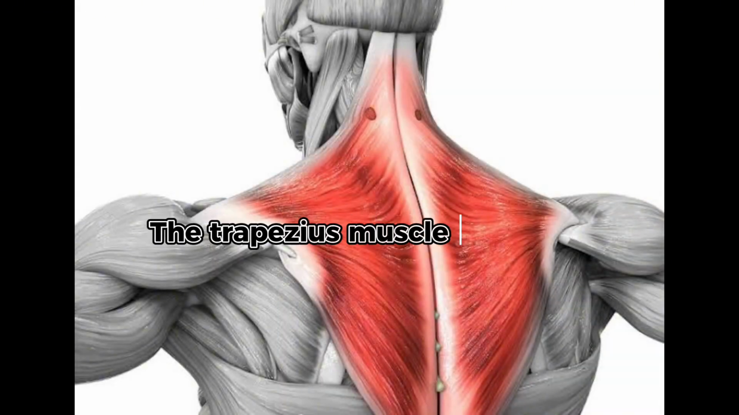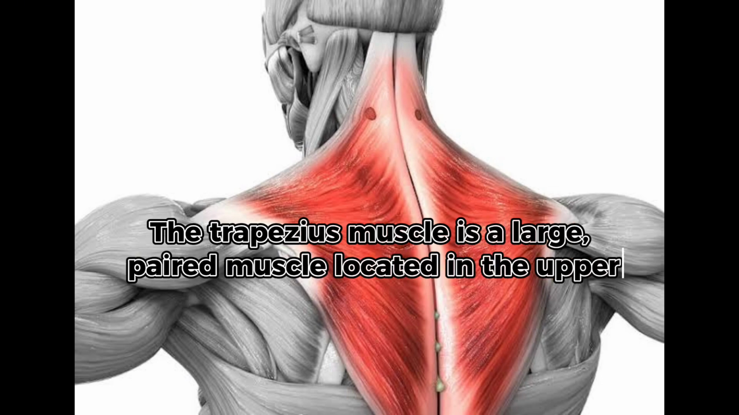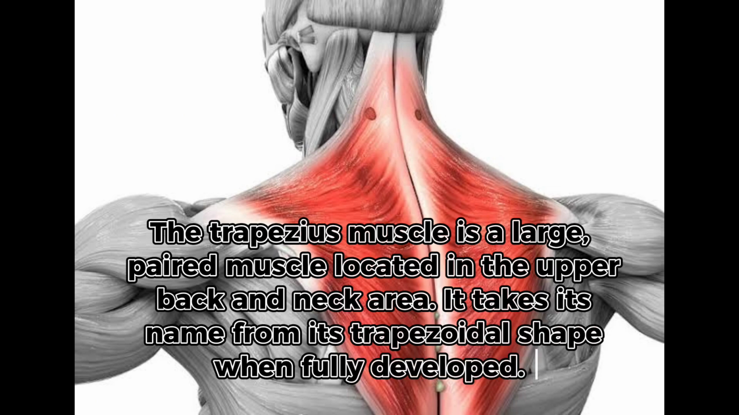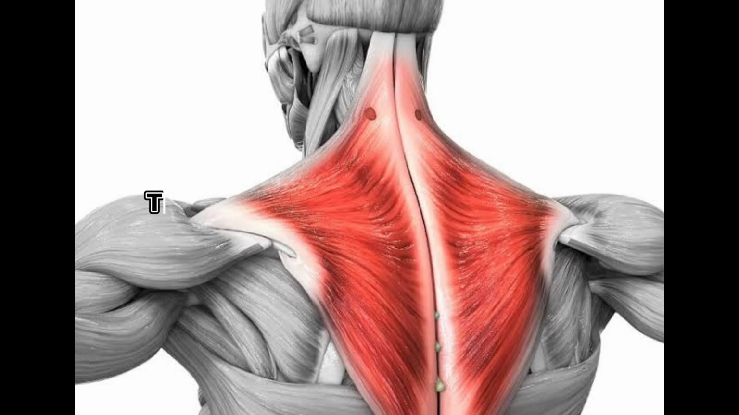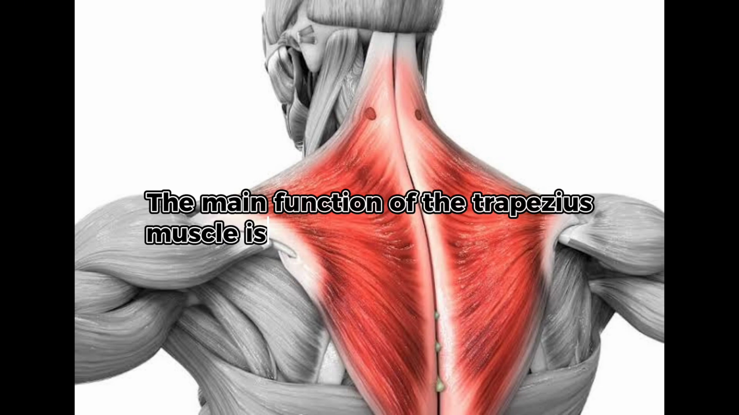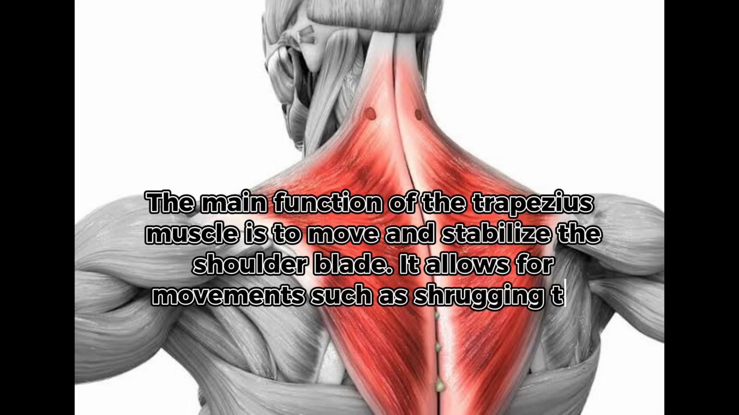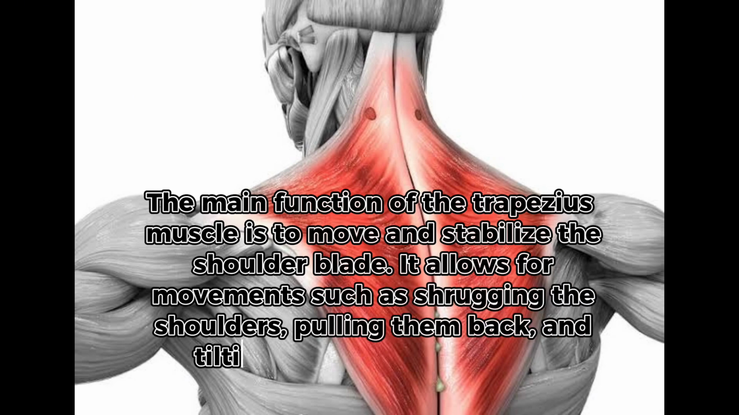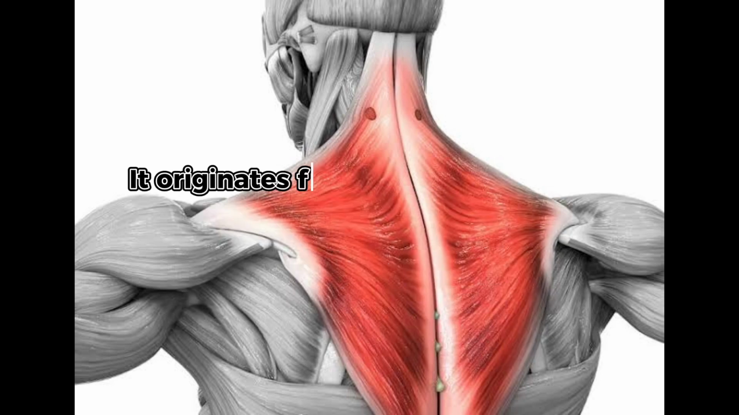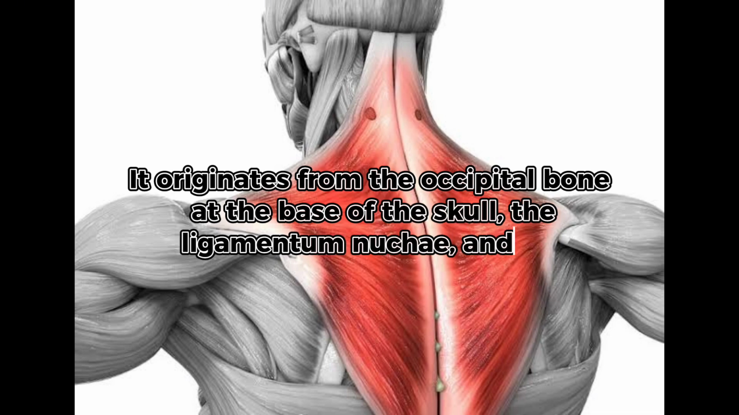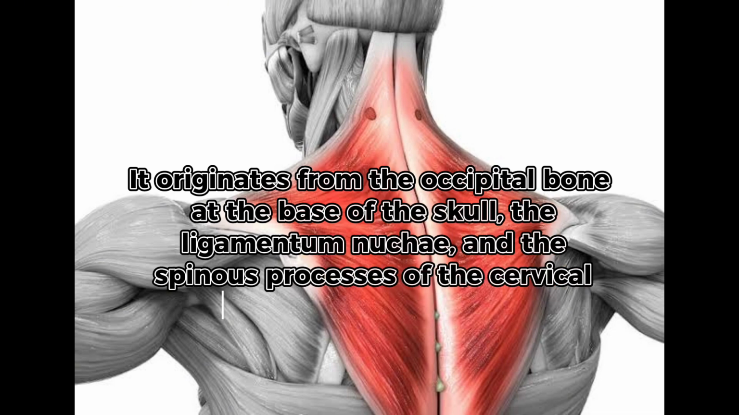The trapezius muscle is a large, paired muscle located in the upper back and neck area. It takes its name from its trapezoidal shape when fully developed. The main function of the trapezius muscle is to move and stabilize the shoulder blade. It allows for movements such as shrugging the shoulders, pulling them back, and tilting the head to the side. It originates from the occipital bone at the base of the skull, the ligamentum nuchae, and the spinous processes of the cervical and thoracic vertebrae.